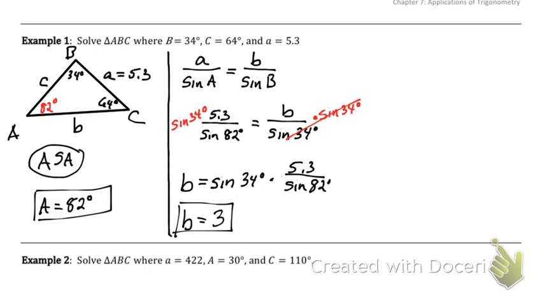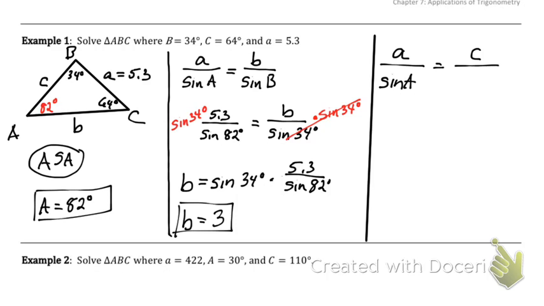We'll try the next one, because we still are missing an angle, or a side. I still have to find side C. Well, finding side C is the exact same strategy. Take what was given to you in the beginning, A divided by sine A, make it equal to C over sine of C, and fill in that given information.